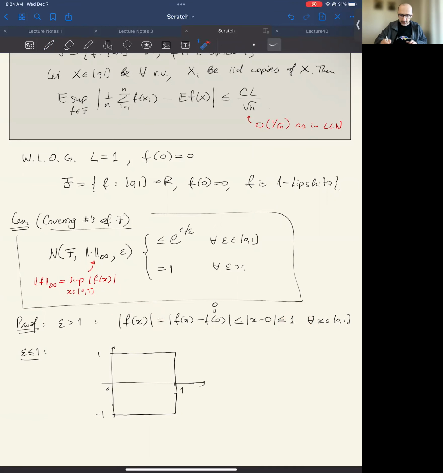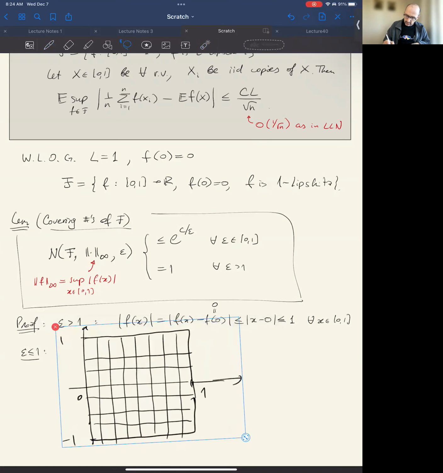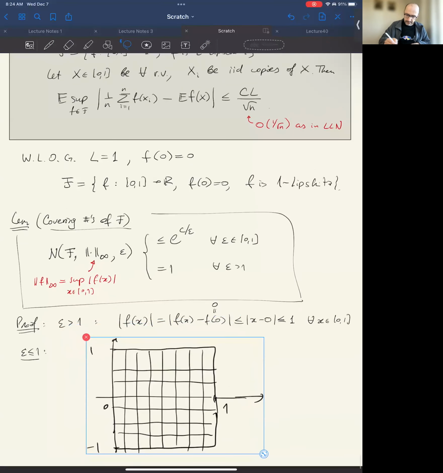So I will approximate the graph. How? Well, in a very simple way. I'll just put this grid like that. Make it larger for you guys so you can see it better. Put the grid. And the grid will be of size, let's say, epsilon. I think epsilon will work. Epsilon here, epsilon here. Perfect.